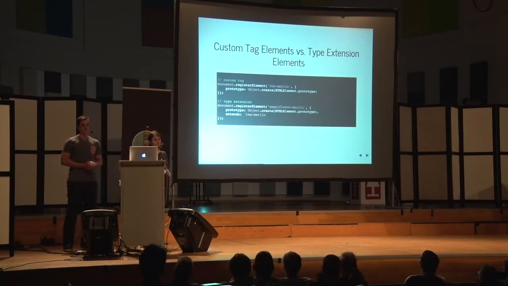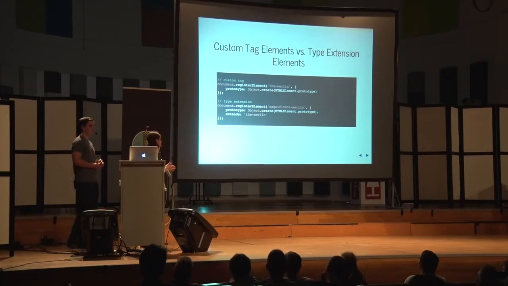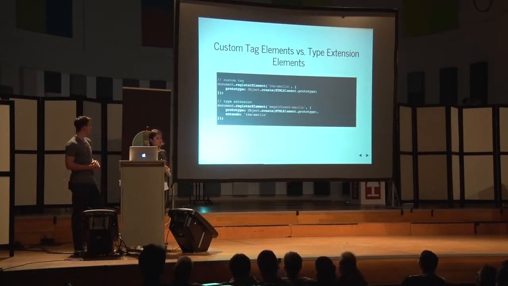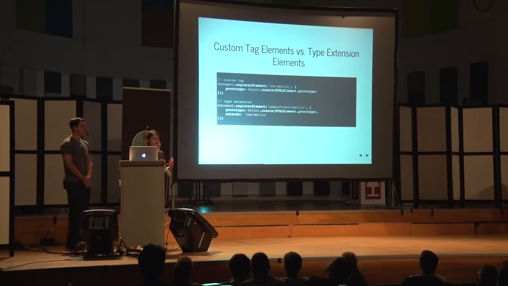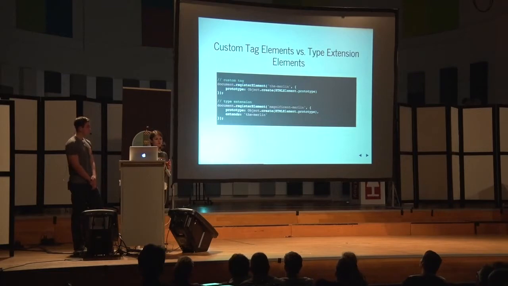There is one important note here. There are two types of custom elements: custom tag elements and type extension elements. The difference between them, you'll see better when we go into instantiating the custom elements. But basically, a tag element can just be used as such, so it will just be a tag in your markup, whereas the type extension element will extend an existing native element.